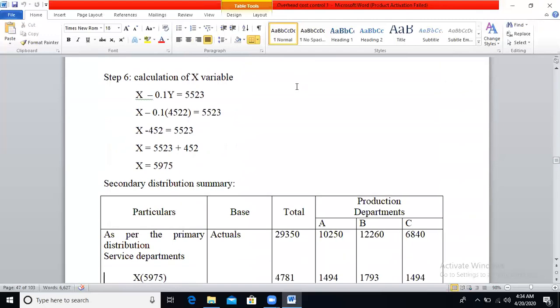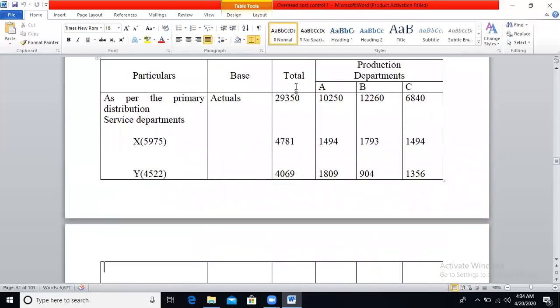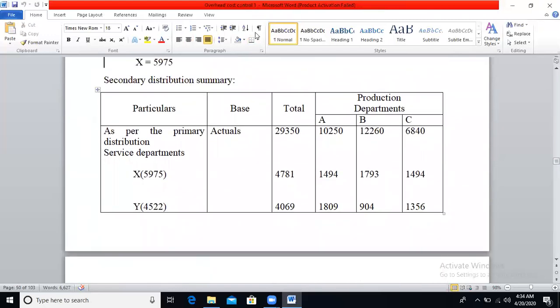Now, prepare the overhead distribution summary. The format will be particulars, basis, total, and all the production departments. You can write this total here also at the end. There is no problem in that.